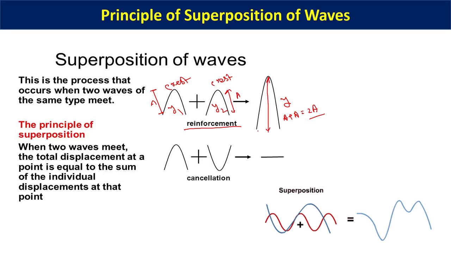It's quite contrary to this. If the crest of one wave is superposed with the trough of the second, in that case you have something called cancellation. So in this case you get just a straight line. This will cancel this particular amplitude, and ultimately you will get no displacement resulting.